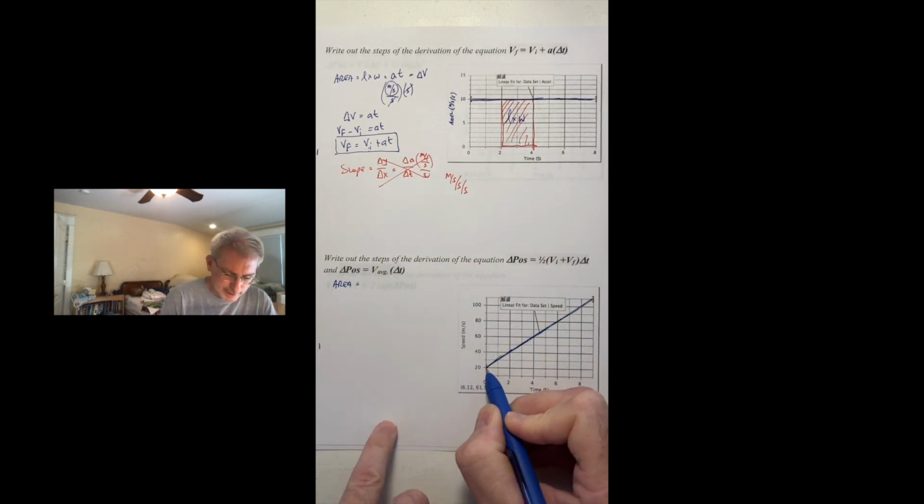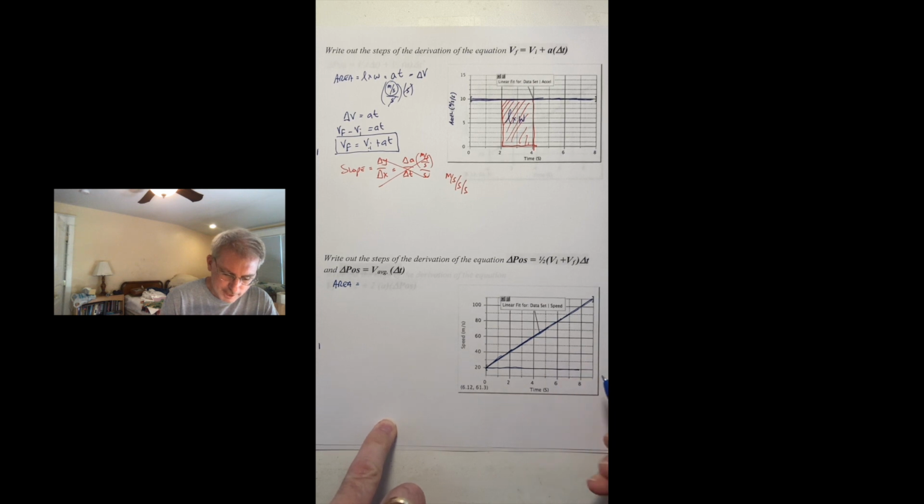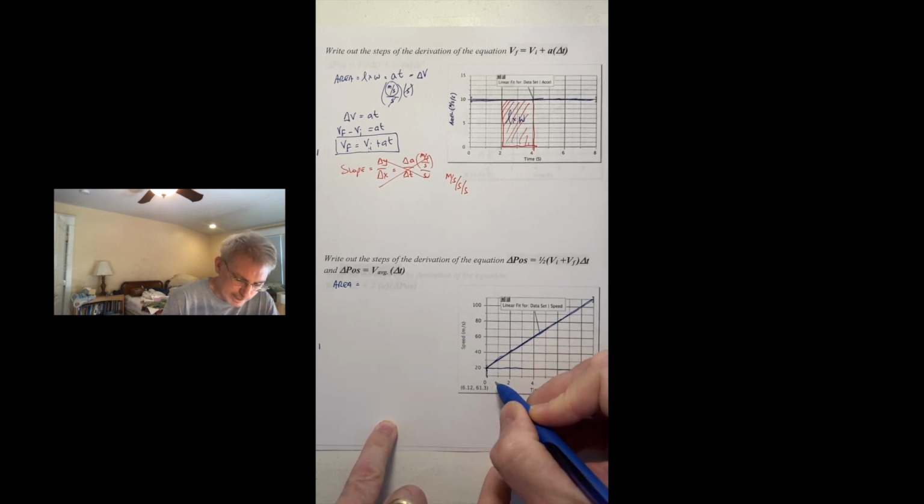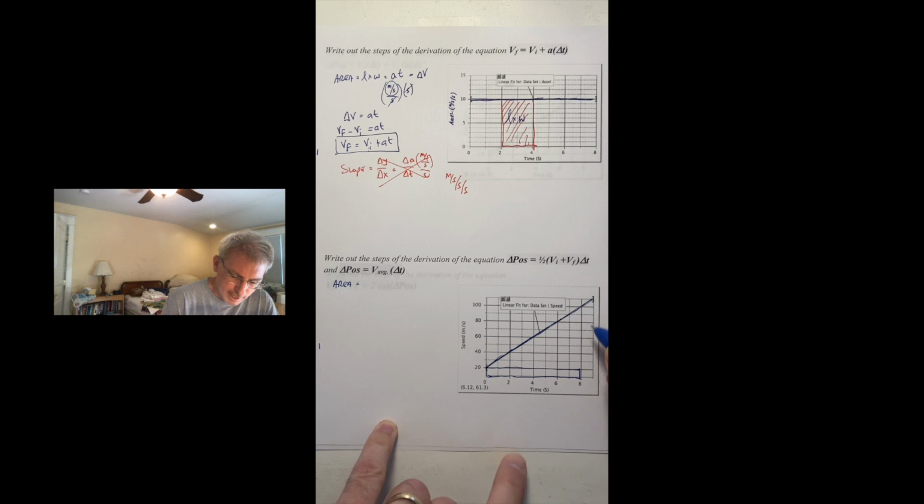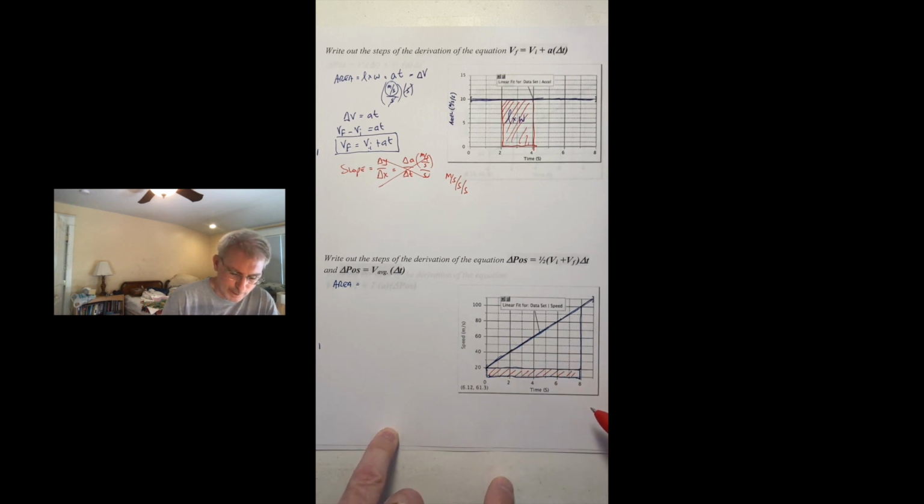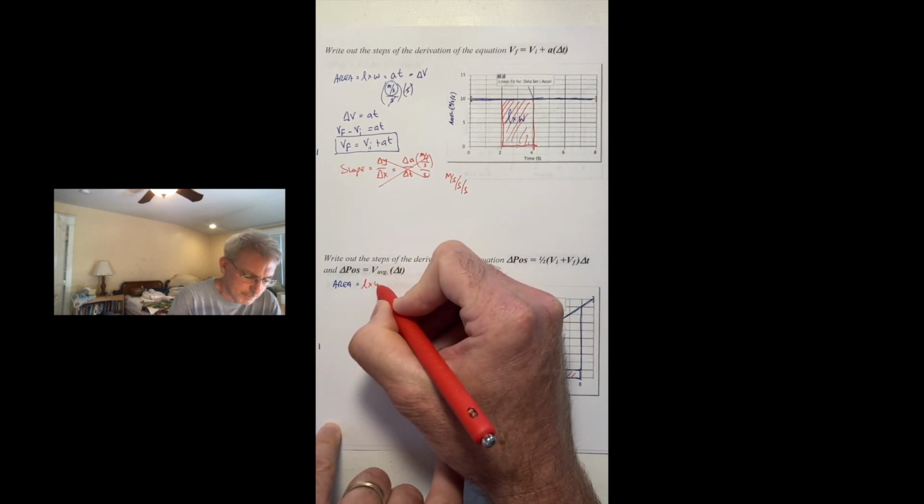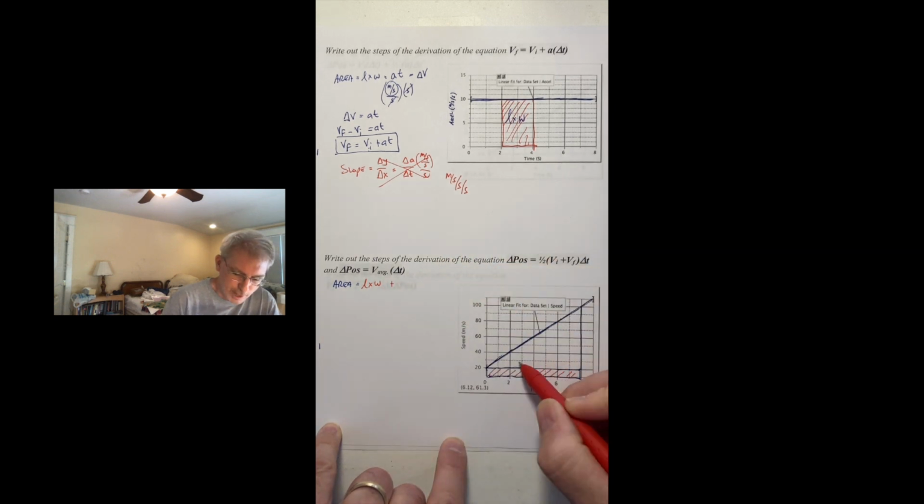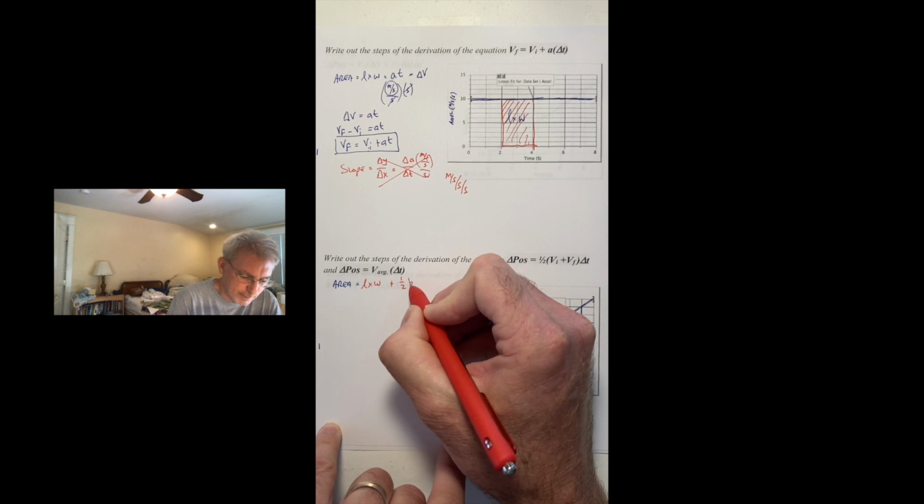And I'm going to break it into two parts. I've got a rectangular part here, and I've got a triangular part here. So this area right here is equal to a length times a width. And the triangular part up here is 1/2 base times height.